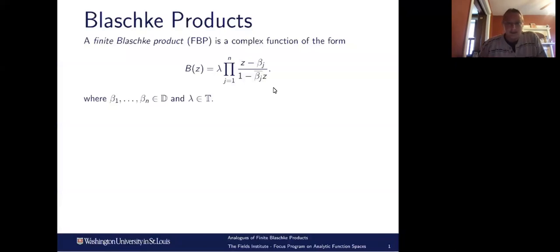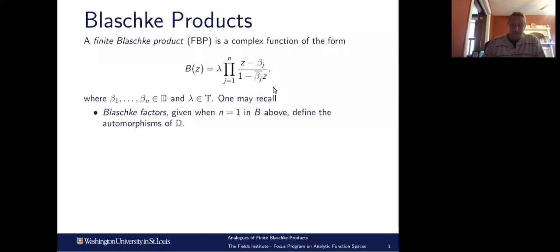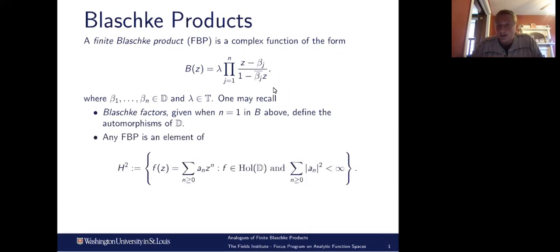Okay, so we've been seeing this all day. So we're going to take a finite Blaschke product. I'm going to let my zeros be beta j's. And this, of course, will be the unit circle. The degree 1 Blaschke product is called a Blaschke factor. We've seen that these are all automorphisms of the disk. We also know that any finite Blaschke product is an element of H2, and also that these are what we call inner functions. So the modulus of a Blaschke product is equal to 1 almost everywhere on the unit circle.